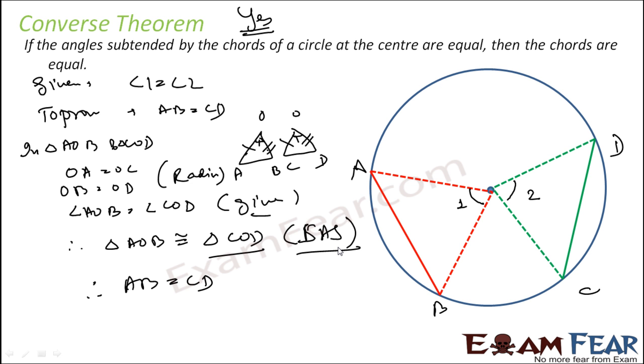It is easy. Right? So now you have learned two theorems. One is if equal chords subtend equal angle at the center. The second one is the converse, that is if the angle subtended by the chords of the circle at the center is equal, then the chords will also be equal in length.